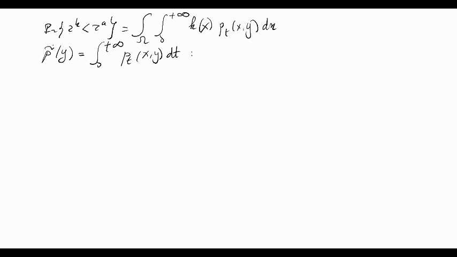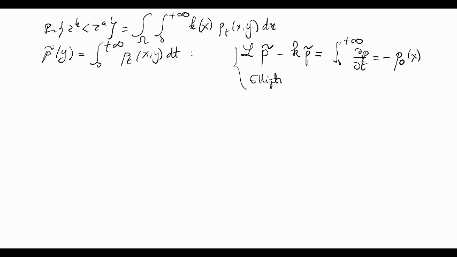Then, for example, it is the solution of L of p minus kp equals, so this is the integration from 0 to infinity, so this is p tilde. It is obtained by integrating the Fokker-Planck equation from 0 to infinity. This is dp dt. So at p infinity this is 0, so this is minus p initial. This is the initial, so we are left with solving an elliptic PDE.